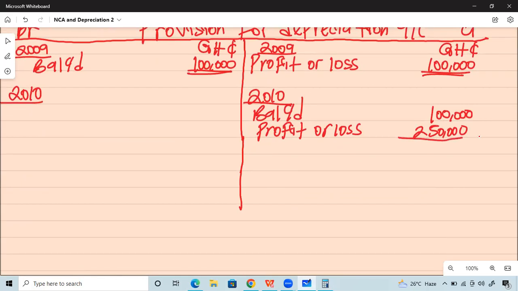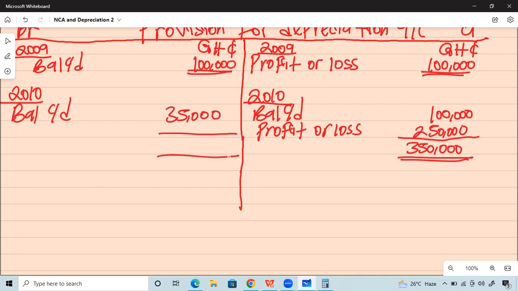Now, add the two together. 250 plus this, we have 350. And balance carried down is 350. And we also need to close the account with 350. We'll go to 2011. This is balance brought down, 350.